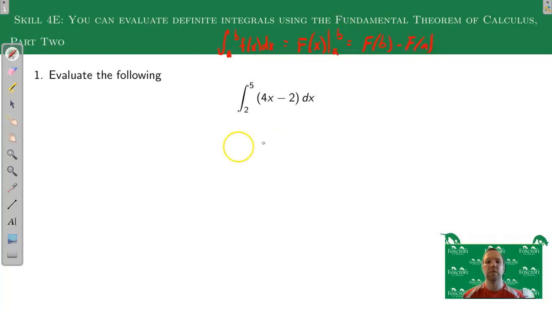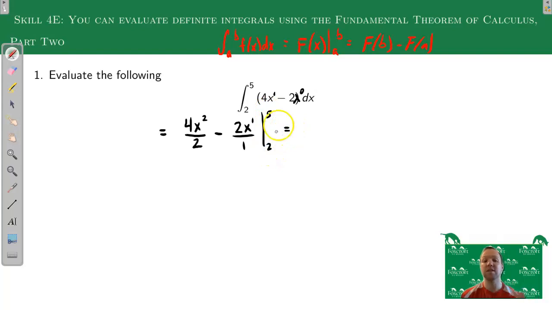All right, so in actual practice for this problem, I need to anti-differentiate 4x minus 2, so I need to remember my reverse power rule. So for 4x, I'm going to add 1 to the exponent, so x to the first becomes x squared, and divide by the new exponent. That's the reverse power rule. 2 is technically x to the 0, so I'm going to add 1 to the exponent. 0 plus 1 is 1. Divide by the new exponent. And I want to evaluate that at 2 and 5.